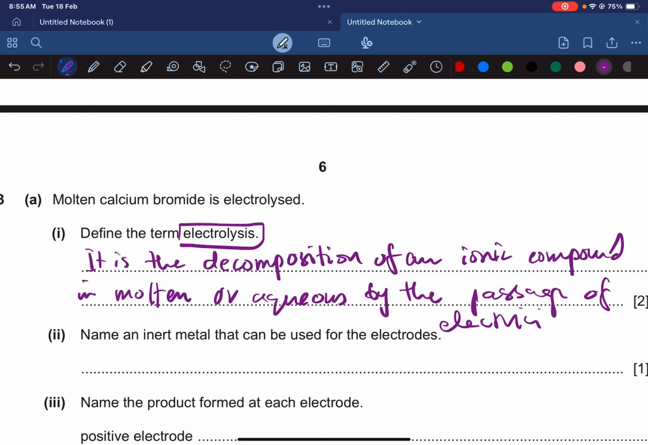Okay, the next is name an inert metal that can be used for the electrodes. Obviously that is going to be platinum. Why is it going to be platinum? Because you might think of graphite, but they have asked for a metal, and a metal is platinum. If you write graphite, that's going to be incorrect, because graphite is carbon and carbon is a non-metal.